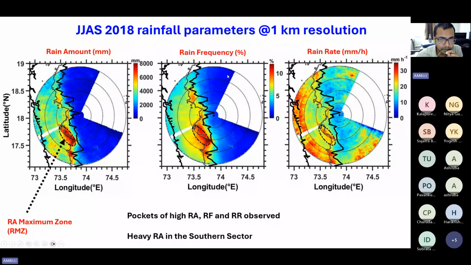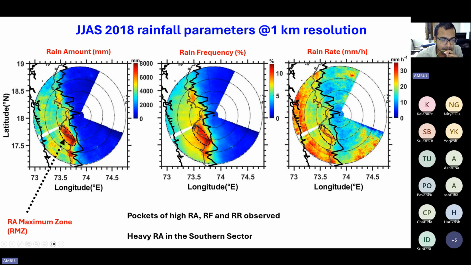Similar to rain amount, rain frequency also shows higher values along this 500-meter contour and before the summit. In contrast to rain amount and rain frequency, we observe that rain rate shows higher values along the coast and in the lee side. However, the rain frequency values near the coast and in the lee side are less, and therefore the total rain amount is less.